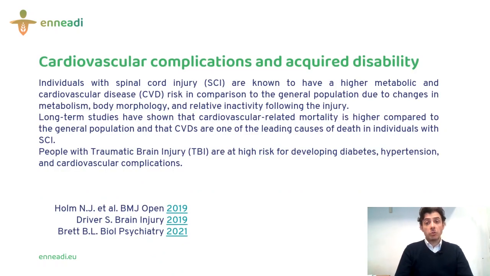Acquired disability is also associated with an increased risk of cardiovascular diseases. Subjects suffering spinal cord injury are known to have a higher metabolic and cardiovascular risk in comparison to the general population, and this is due to changes in metabolism, but also body morphology and the relative inactivity following the injury. Long-term studies have shown that cardiovascular-related mortality is higher compared to the general population, and that cardiovascular diseases are one of the leading causes of death in individuals with spinal cord injury. Also in people suffering traumatic brain injury, the risk of developing hypertension and cardiovascular complications is increased.